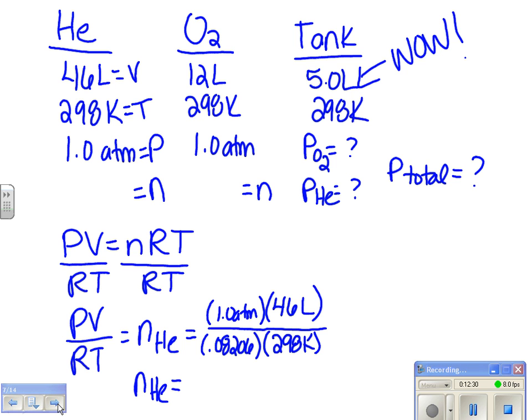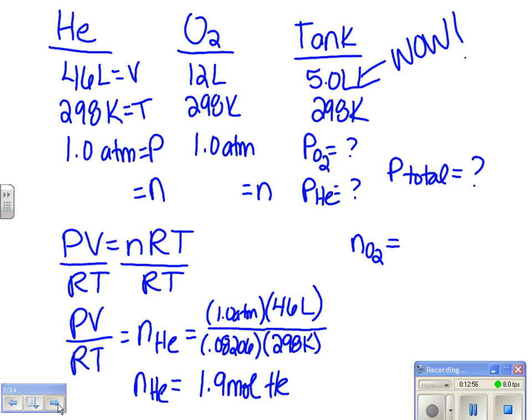Now this is the number of moles of helium that we had originally, and that stays the same. That number of moles of helium is going to be the same in the tank. We're not changing the amount. Okay? And what you get when you do the problem should be 1.9 moles of helium. Do you know why Ms. Gill used 2 significant figures? I hope so. Okay. Now we're going to do the same thing for oxygen.